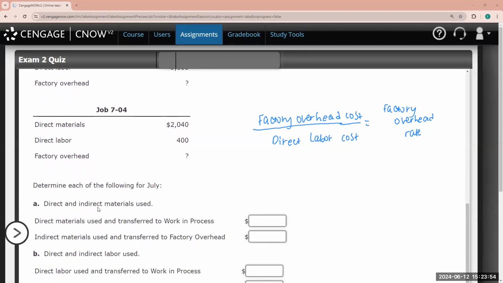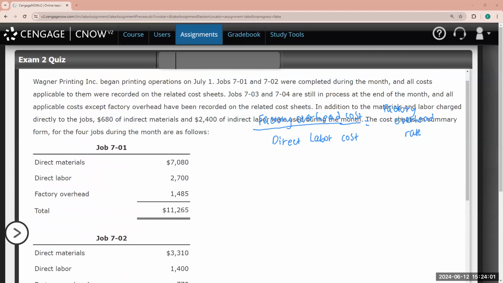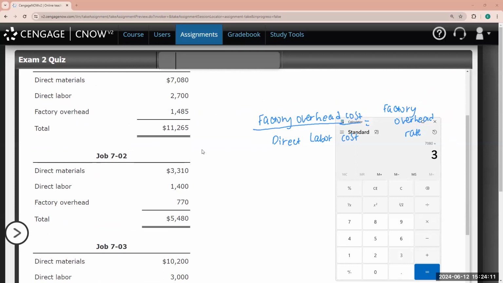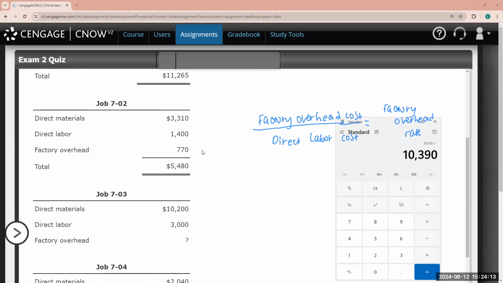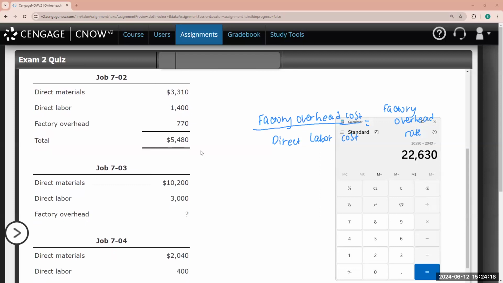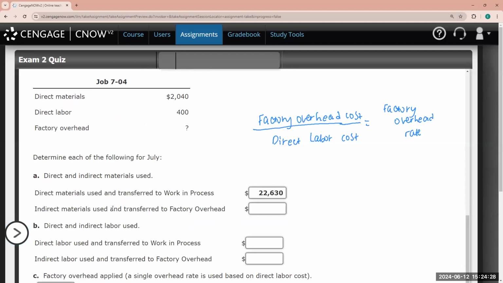So this problem is asking us for part A, what is our direct materials used and transferred to work in process? All we simply need to do is add up the direct materials from all jobs. So here we have 7,080 for job 1, plus 3,010 for job 2, plus 10,200 for job 3, and 2,040 for job 4, which gives us a total direct materials of 22,630.